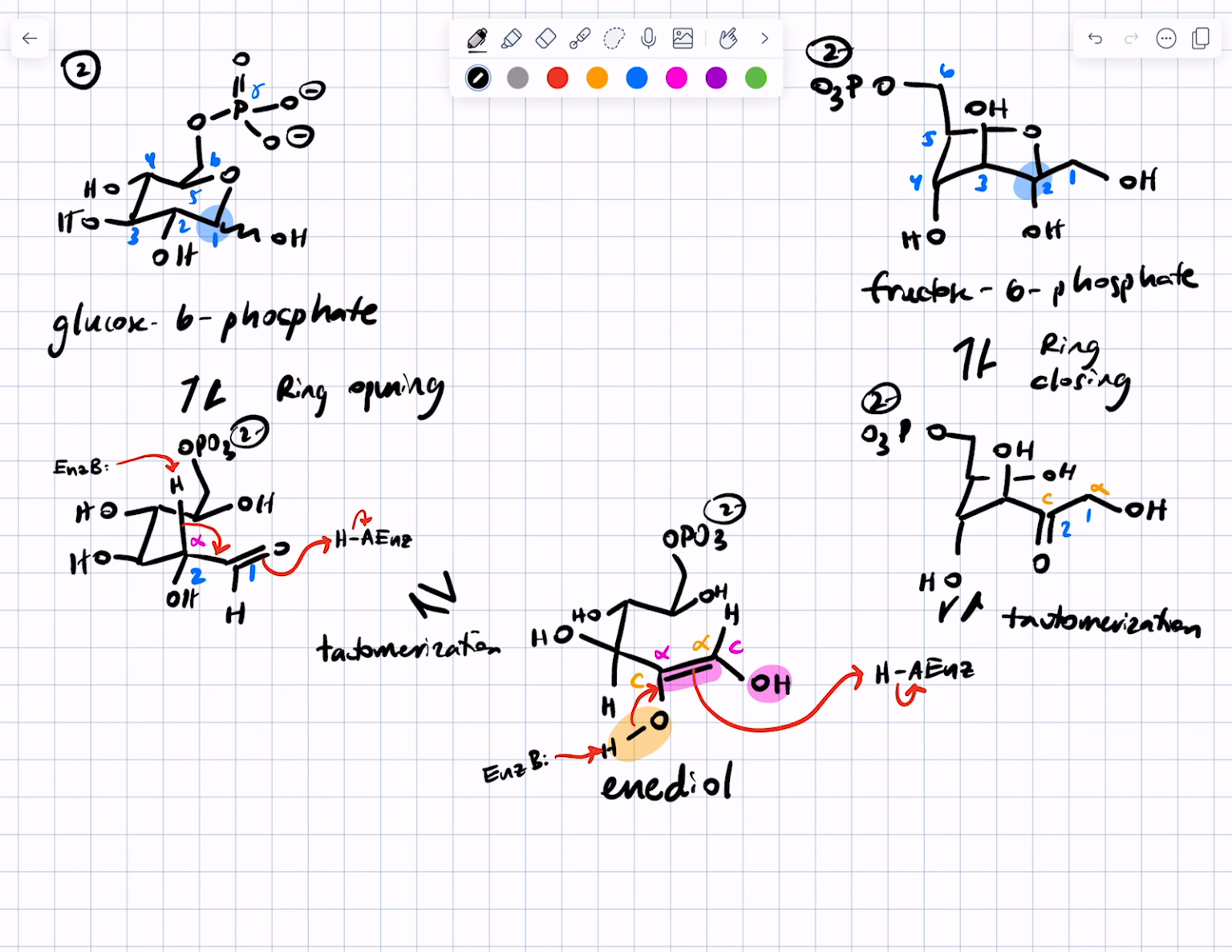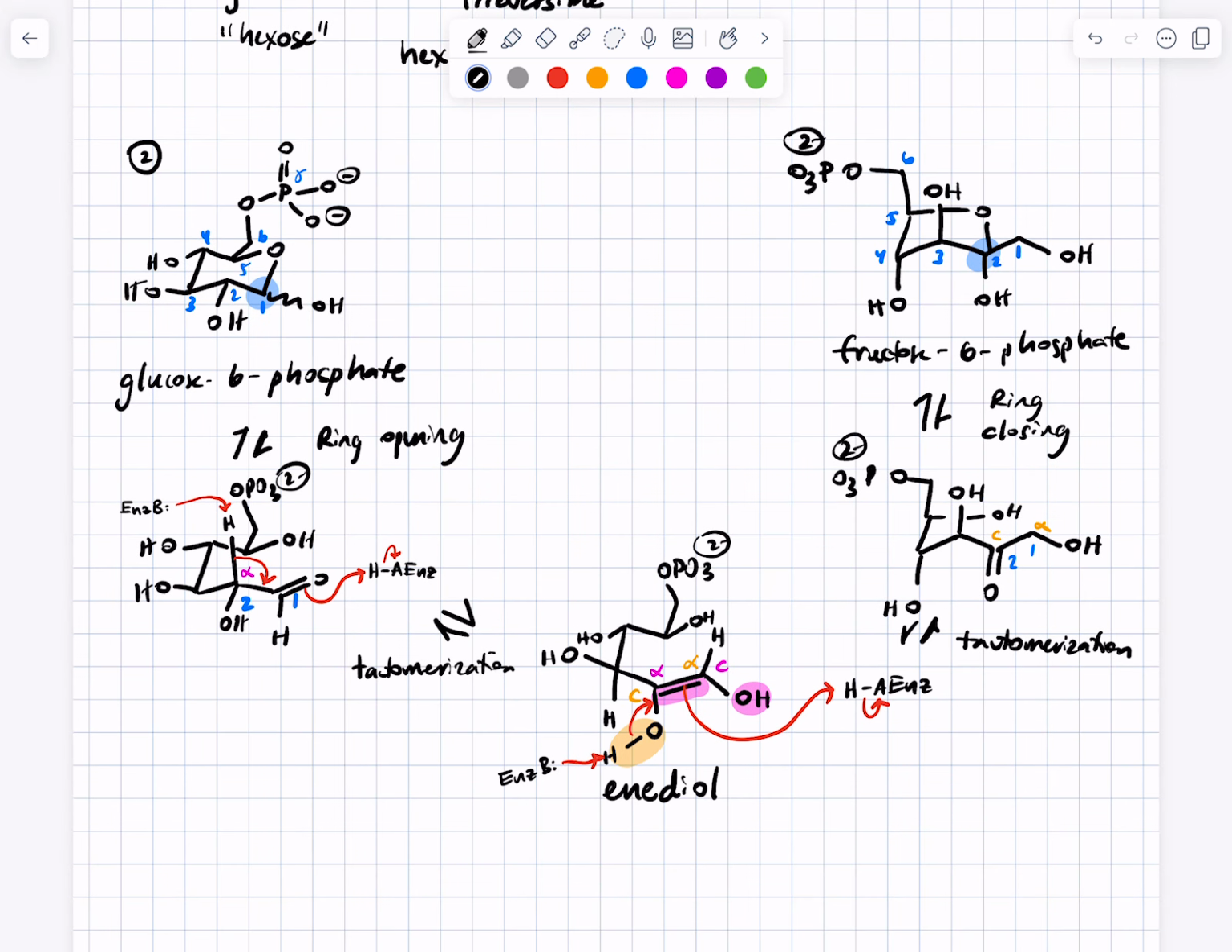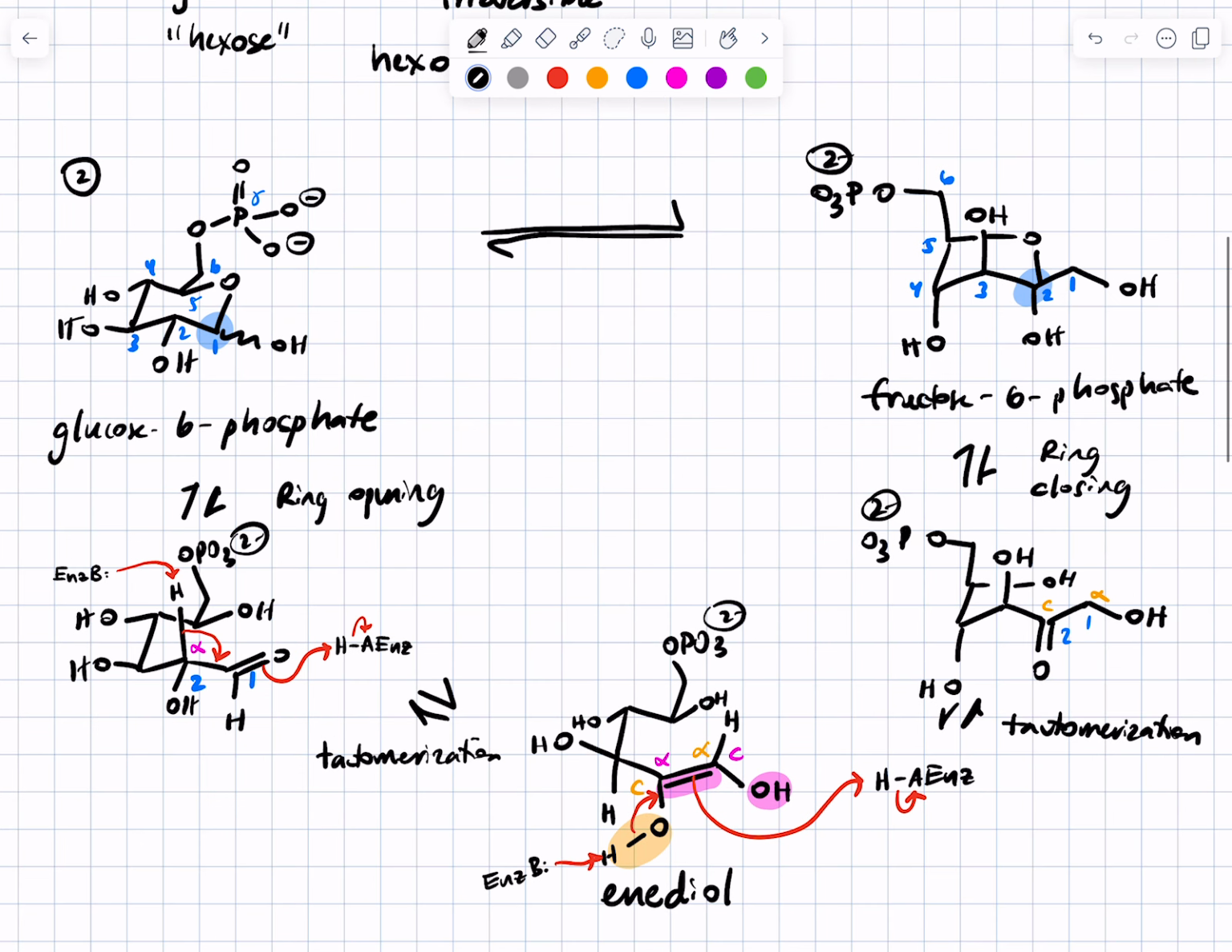Now this step is reversible. The free energy change isn't a big deal. The enzyme that does this is called glucose 6-phosphate isomerase, meaning it is an enzyme that catalyzes an isomerization reaction. All right, questions about that? Okay, let's keep going. You'll see very soon why nature wanted to move the carbonyl carbon over one.